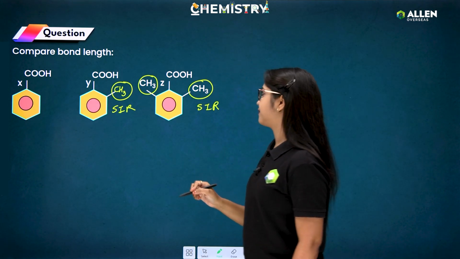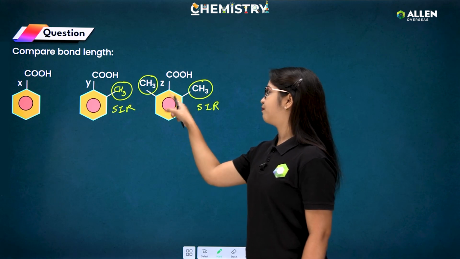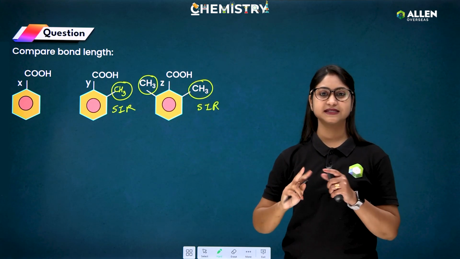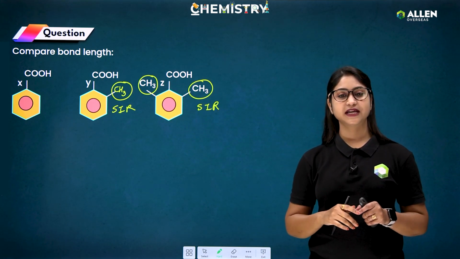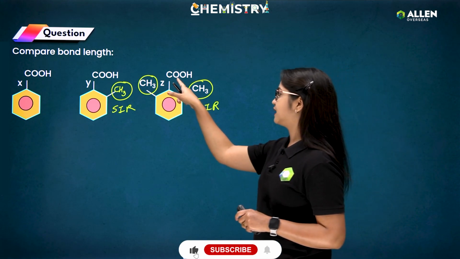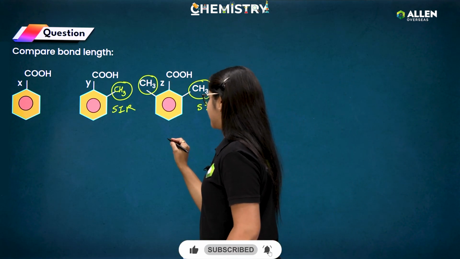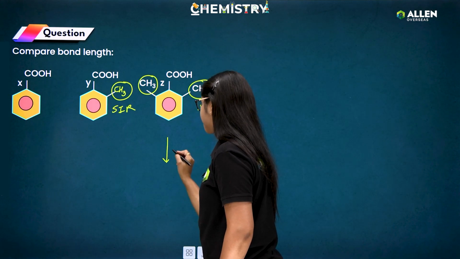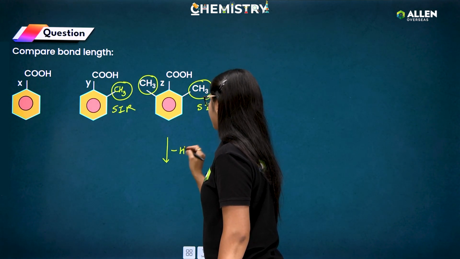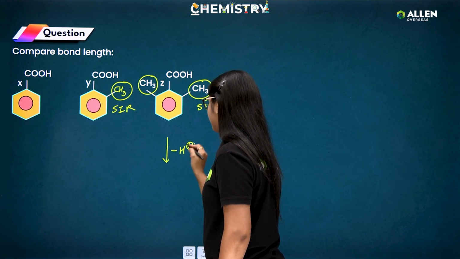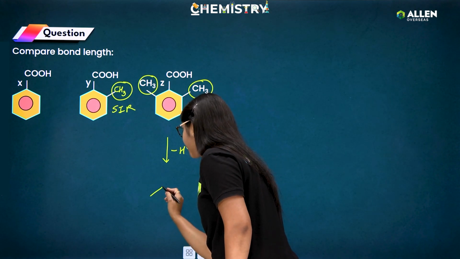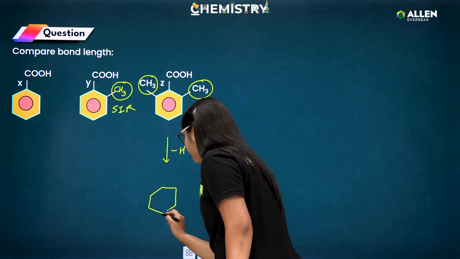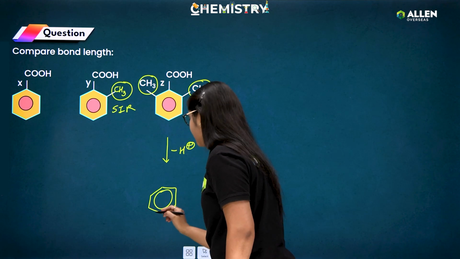Due to this SIR effect, we know the resonance of benzene with this carboxylic acid is inhibited, and due to this inhibition of resonance, what will happen now? If I make the conjugate base of this acid, then it will be like this.